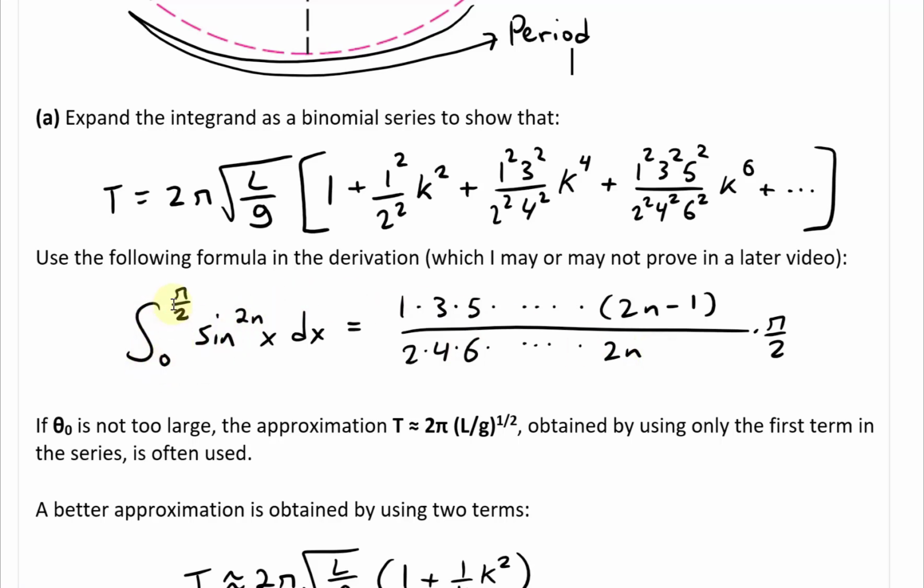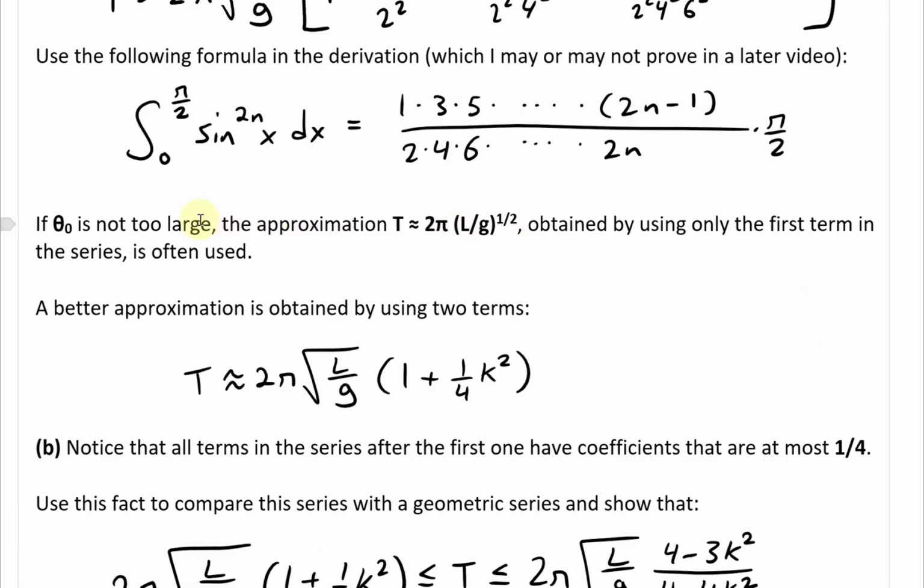The integral from 0 to pi over 2 of sine to the power of 2n of x dx equals 1 times 3 times 5 divided by 2 times 4 times 6, and it keeps going on and on, top and bottom, all the way to 2n minus 1 and 2n. So notice the 2n: 2, 4, 6. When n is 1 it is 2, when n is 2 it is 4, and then for the other ones you just subtract 1. So this is going to be 2 minus 1 is 1, and then 4 minus 1 is 3, 6 minus 1 is 5, and then times pi over 2.